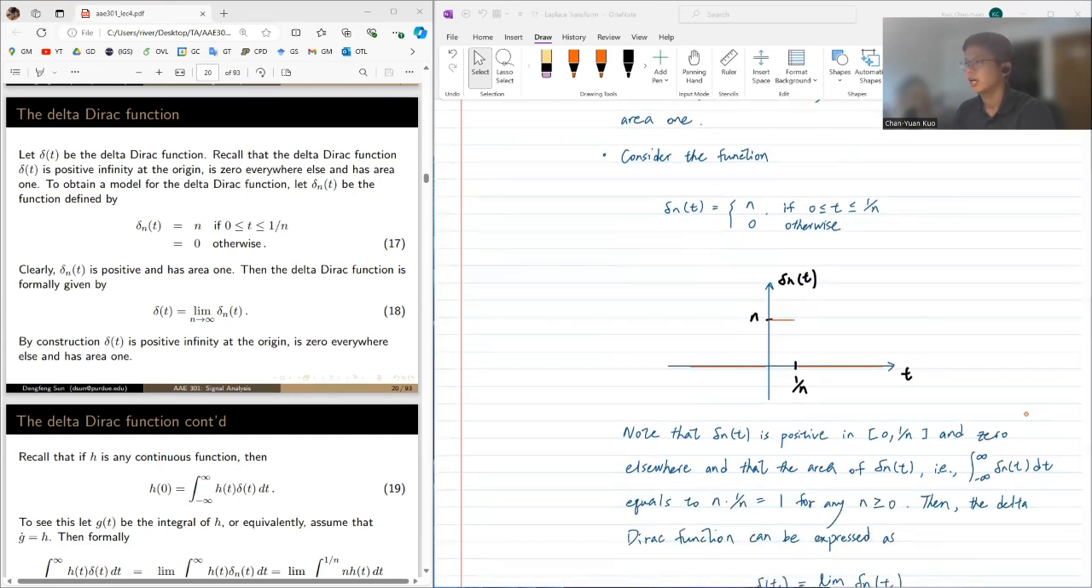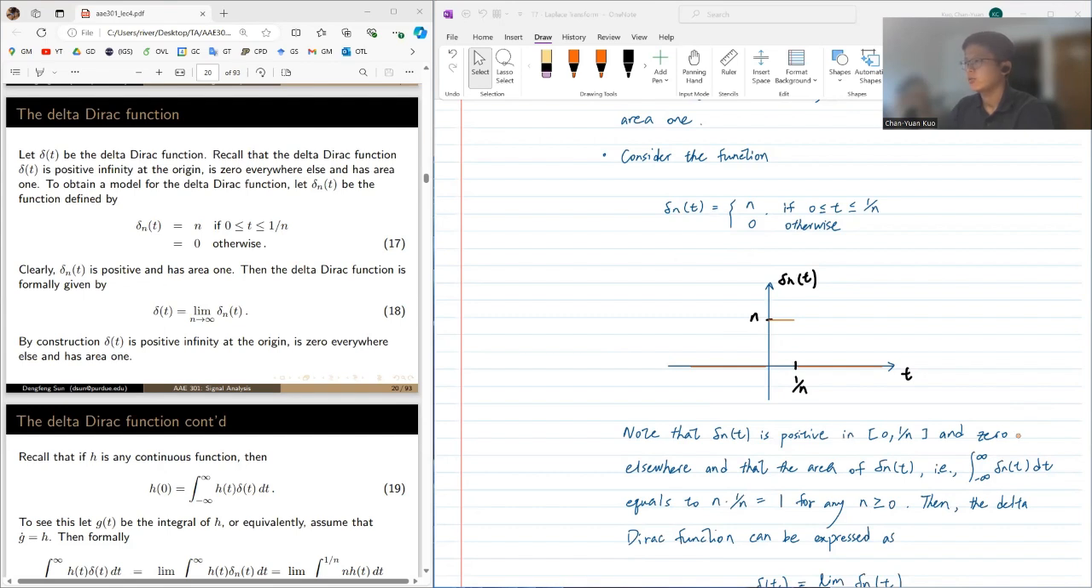And if you plot it, it's going to look like this. So you can see delta n takes value of n when t is in between 0 and 1 over n, and it takes value 0 when t is outside the interval. And if you look at the area of this function, you will see that the area is just this rectangle here, and the area of this rectangle is n times 1 over n, which equals 1. And this holds for any positive n.